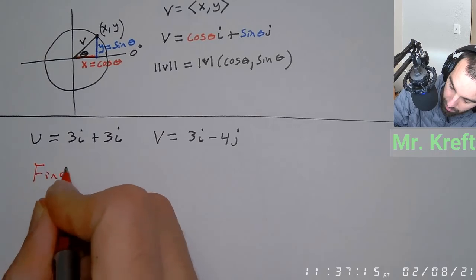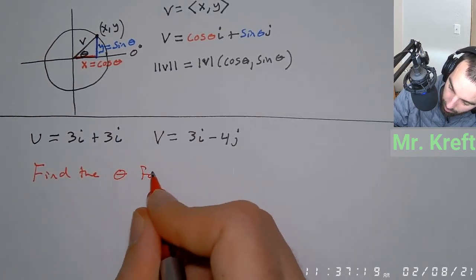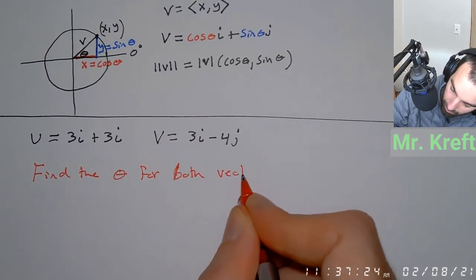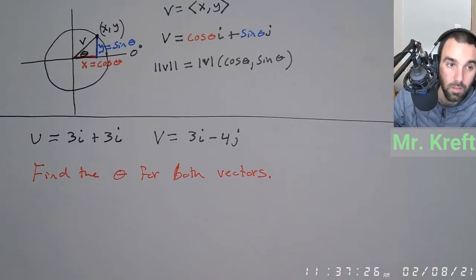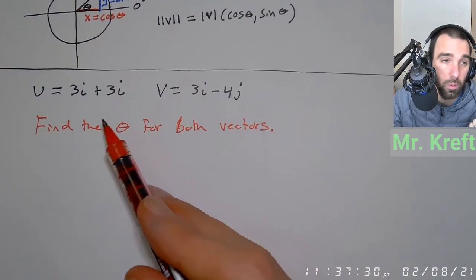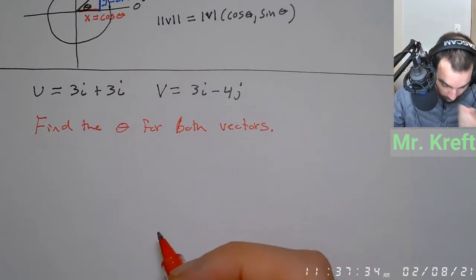Okay. So first thing we're going to do is find the angle for both vectors. So what I'm going to do is I'll do one with you, and then you'll do one. Okay?